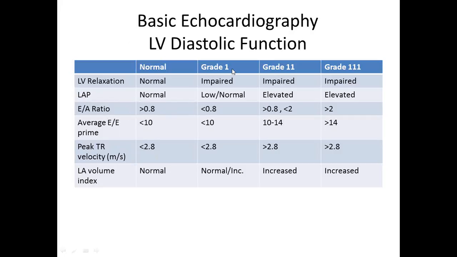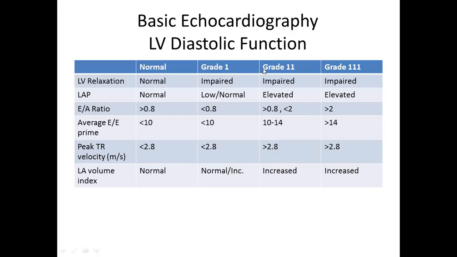Patients with grade 1 diastolic dysfunction, they're going to have impairment in their LV relaxation. Left atrial pressure is going to be normal or low. And when you look at your E and your A, they're going to have a small E and a fairly big A. But your E/E prime ratio using the average E prime is still going to be less than 10. Your peak TR velocity is going to be less than 2.8. So this is your grade 1.